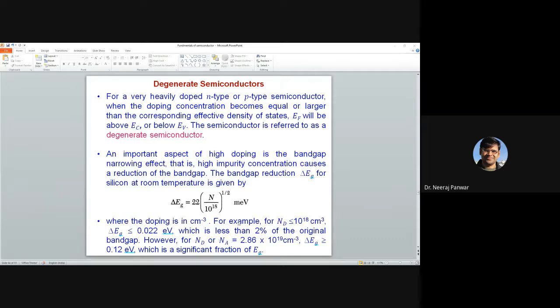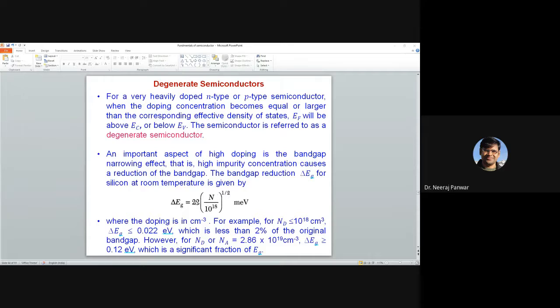So, for example, if the donor concentration is 10 to the power 18 per centimeter cube, it should have been per centimeter cube, not centimeter cube. So if it is equal to 10 to the power 18, you write here 10 to the power 18 over 10 to the power 18, both will cancel.